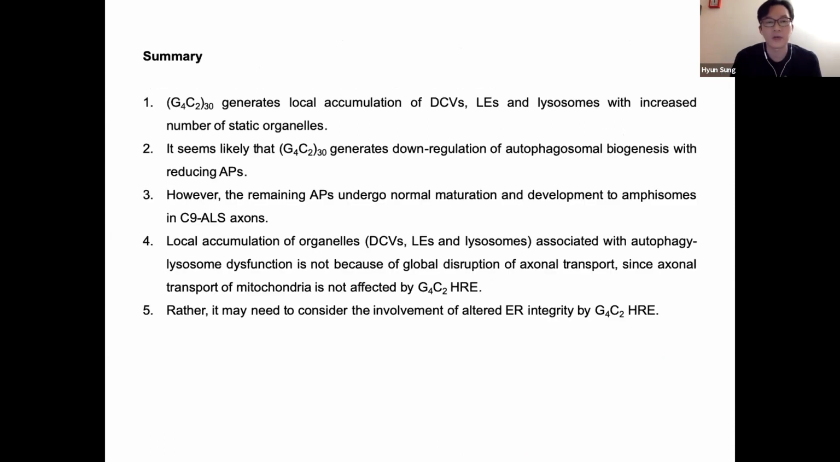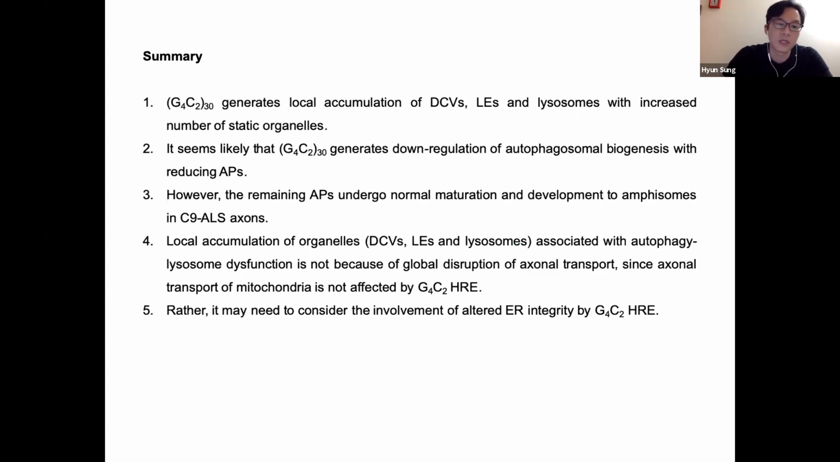So in summary, the expression of G4C2 may disrupt the axonal transport of some specific organelles, such as the late endosome and lysosome. And it seems likely that the 30 repeats generate a downregulation of autophagosomal biogenesis. However, the remaining autophagosomes still undergo normal maturation and development during their retrograde transport.